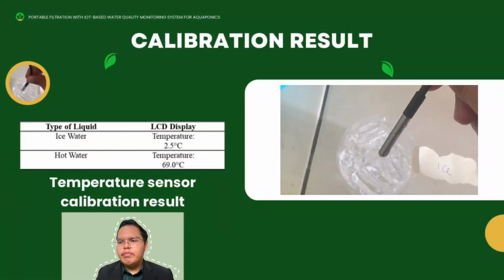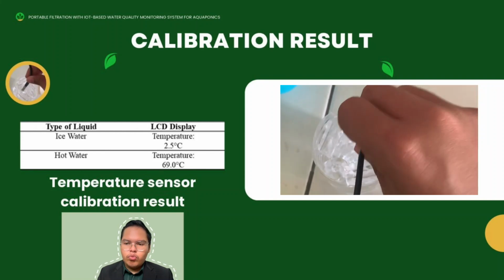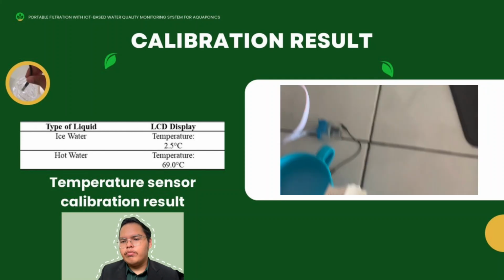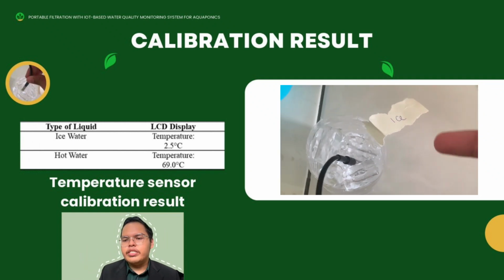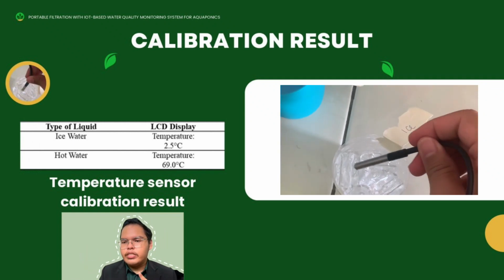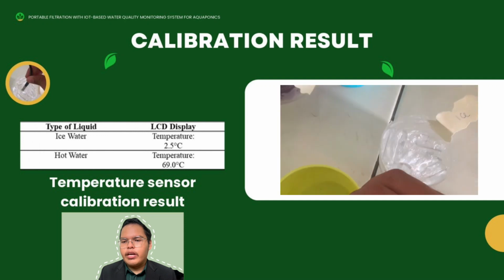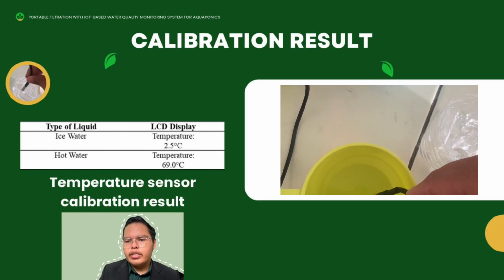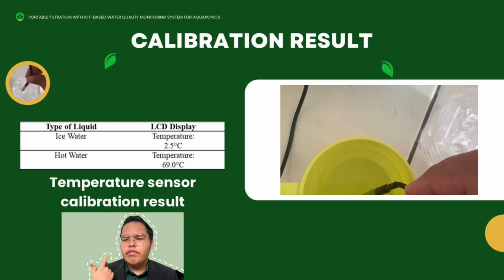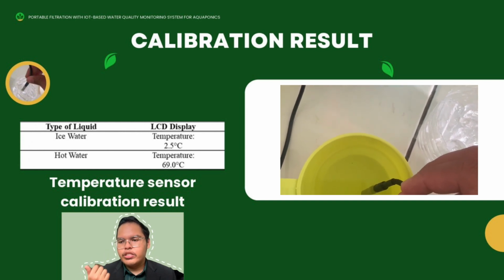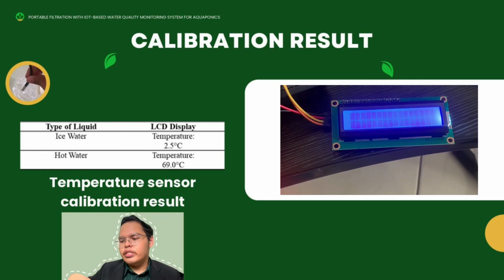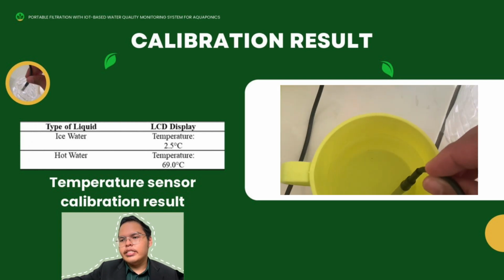And for the calibration result, we use only 2 because we did not have time to buy another sensor, which are the temperature sensor and the pH sensor. For the temperature sensor, we calibrated for 2 types of liquid, which are ice water and hot water. For the ice water, the temperature shows 2.5 degrees Celsius. For the hot water, the temperature shows 69 degrees Celsius.